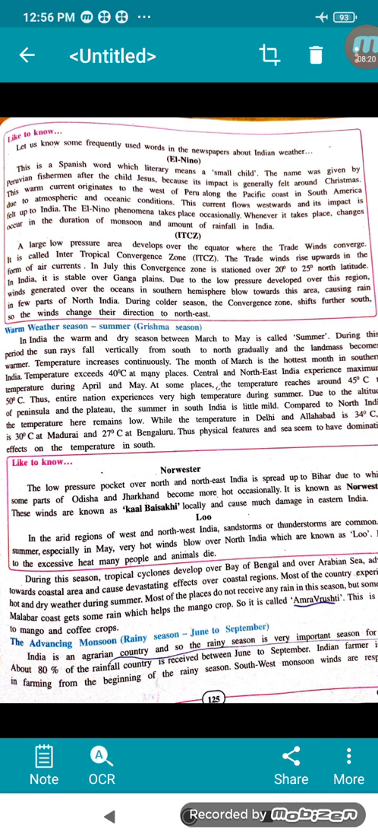Most of the places do not receive any rain in this season, but sometimes the Malabar coast gets some rain which helps the mango crop. Because it is helping the mango crop, it is called Amra Vrishti. This is useful to the mango and the coffee crop.